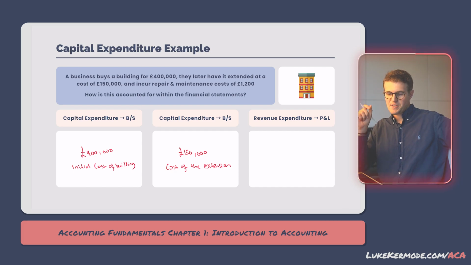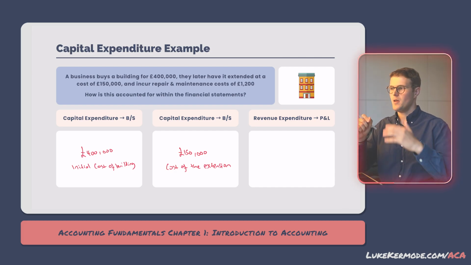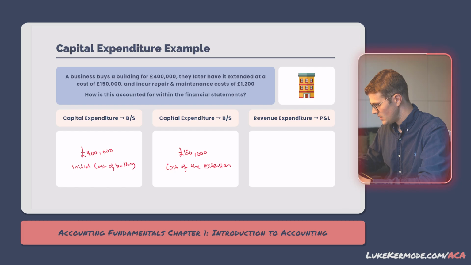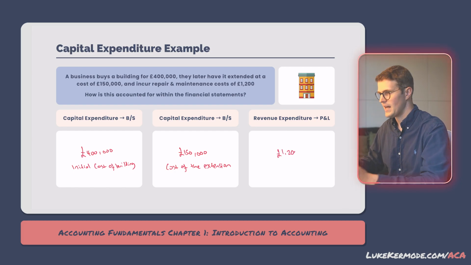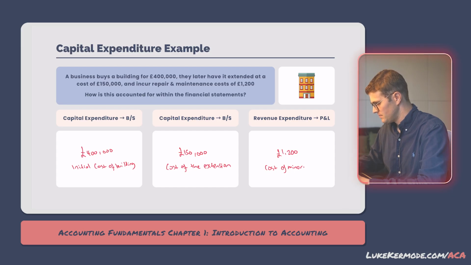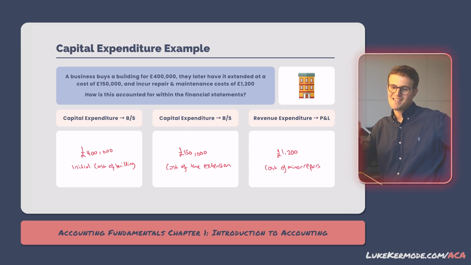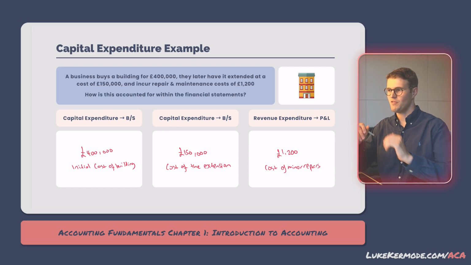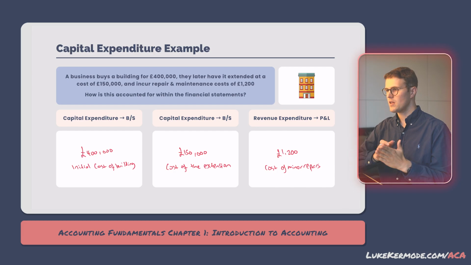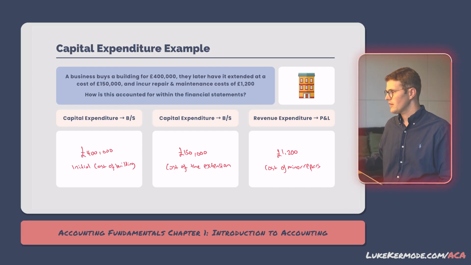But then the business spends an additional £1,200 on painting, cleaning and minor repair expenses. So here's where the difference kicks in. That £1,200 is classified as revenue expenditure because it doesn't add anything to the building's value. Repairs. It's simply just maintaining the existing earning capacity of the building, keeping it in a usable condition. The repair costs aren't adding anything new to the building, they're just maintaining its current condition.